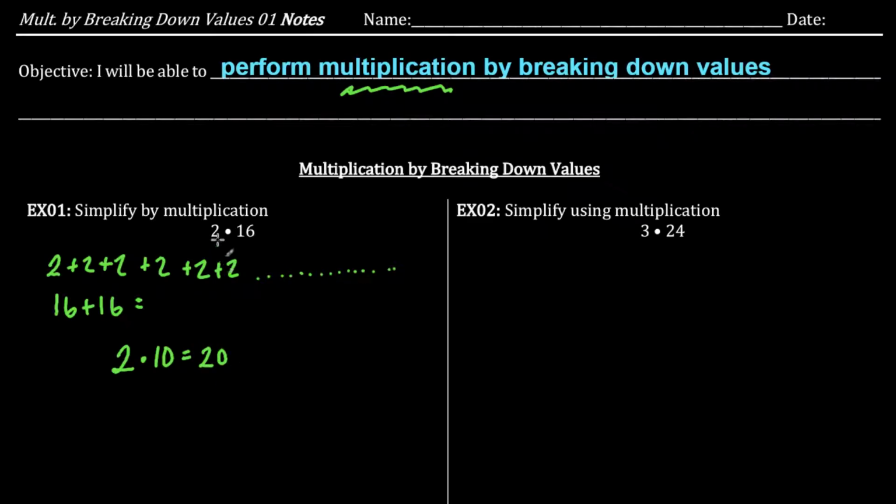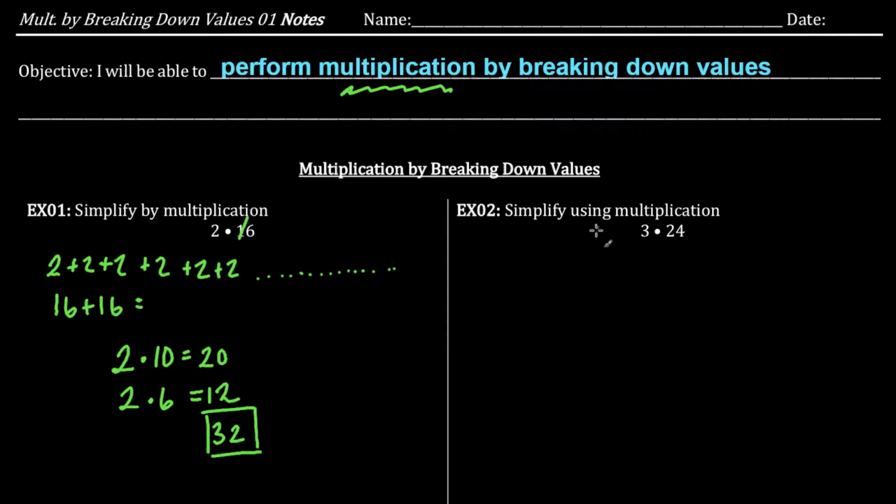And then, so we copied 2 10 times. We just need to copy it 6 more times. 2 times 6 is 12. And then we're just going to add all those together. So we get 32. So, which is 16 plus 16.